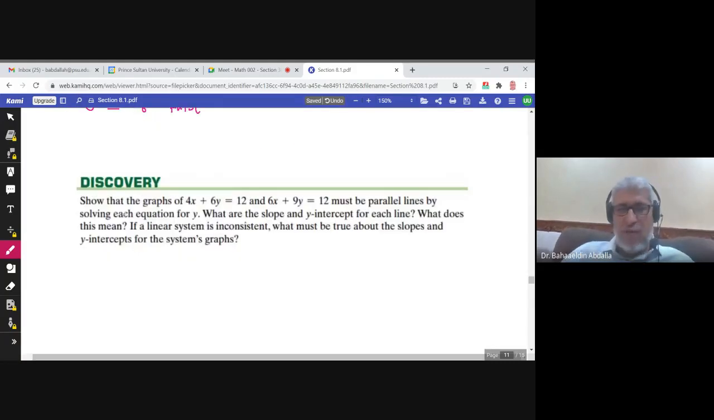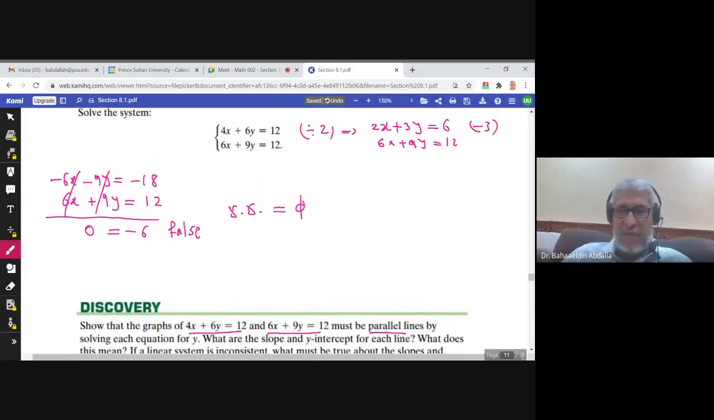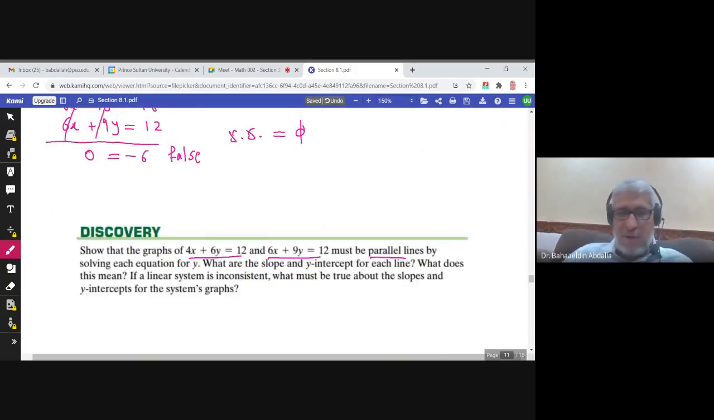Discovery. Show that the graphs of the first equation and the second equation must be parallel lines. How can we show that? These are the two equations. How can you find out that these two lines are parallel? By solving each equation for y.